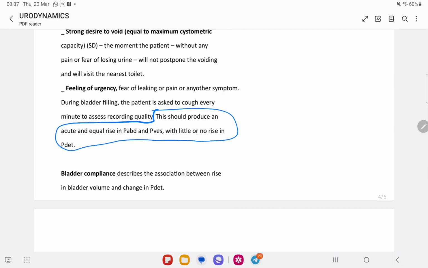This is very important for the purpose of the concept: if the patient is coughing, the vesical pressure and abdominal pressure will be rising, but there is no rise in the detrusor pressure. No rise in the detrusor pressure.